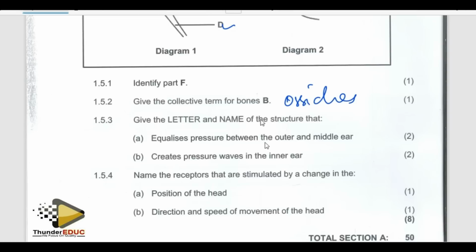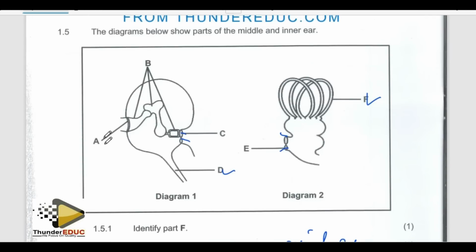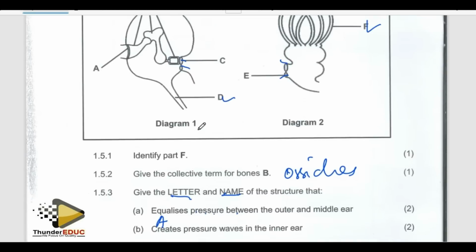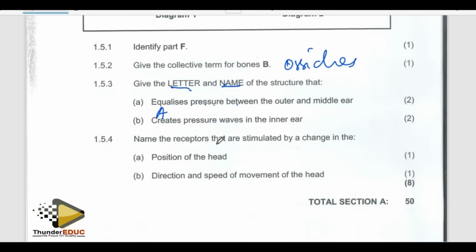Give the letter and the name of the structure that equalizes pressure between the outer and the middle ear. That is the tympanum? They're saying letter and the name. Let's go back and find the tympanum. Tympanum is A. Oh, no. They're saying equalizes pressure. The answer is D, not tympanum.